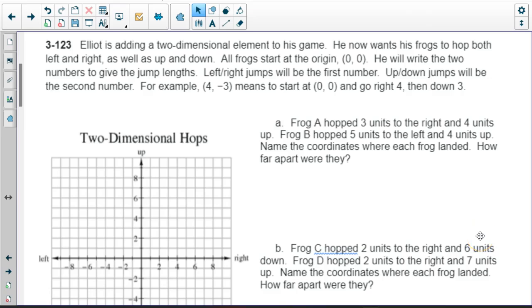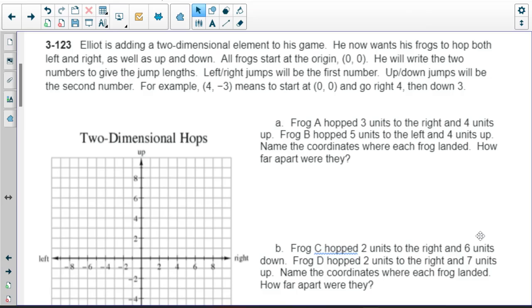So back to our note page under our vocab. Okay, we're looking at Elliot is adding a two-dimensional element to his game. He now wants his frogs to hop both left and right, as well as jump up and down. All frogs start at the origin 0, 0. He will write the two numbers to give the jump lanes.